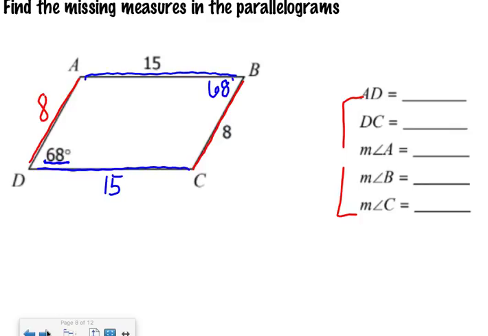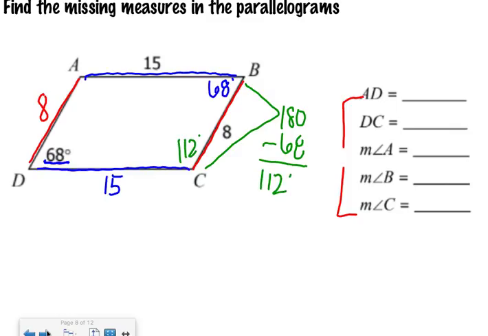And then remember our last thing is that consecutive angles are supplementary. So if I take 180 minus 68, I will be able to find measure C, which is 112. And again, opposite angles are congruent, so angle C is 112, angle A is also 112. And that should be enough to let us fill this guy over here in. So AD we found to be 8.